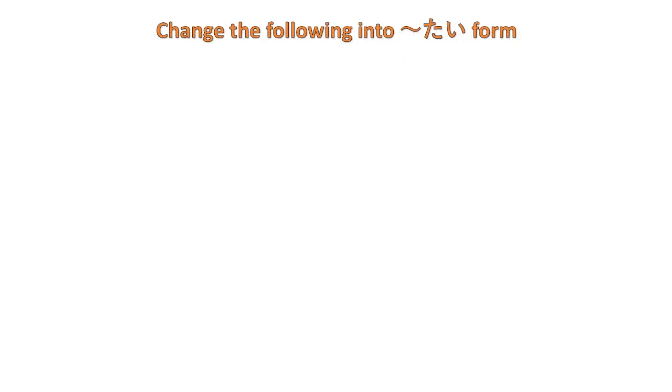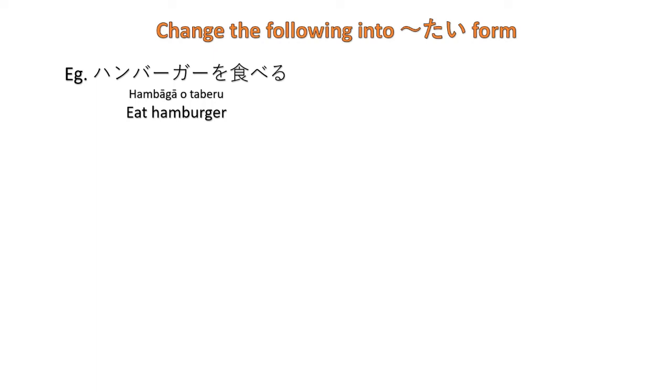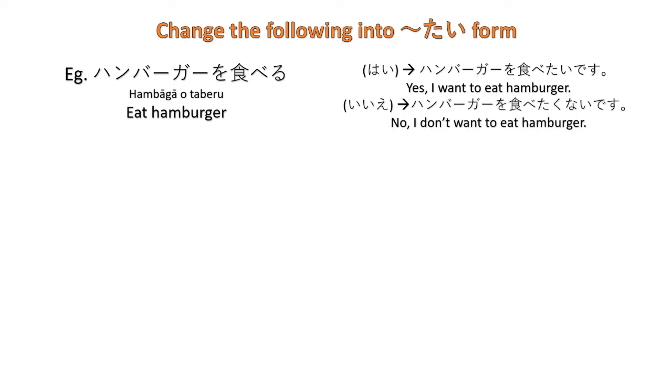Now for some exercise, we're going to change the following verbs into tai form. Example, ハンバーガーを食べる, eat hamburger. In the affirmative response, はい、ハンバーガーを食べたいです。And in the negative response, いいえ、ハンバーガーを食べたくないです。No, I don't want to eat hamburger.